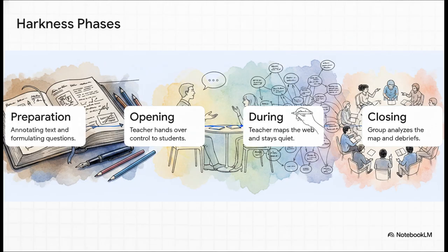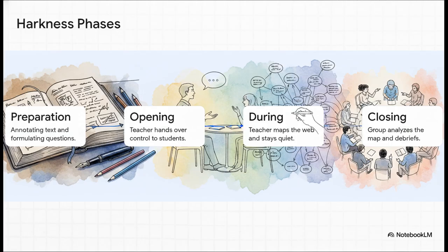Running this kind of discussion is tough, especially when your instinct is to jump in and lecture. So here is your actionable blueprint. Phase 1 is preparation. This is non-negotiable. One unprepared student literally drags the whole table down. They have to come with the text annotated and their own questions ready to go.